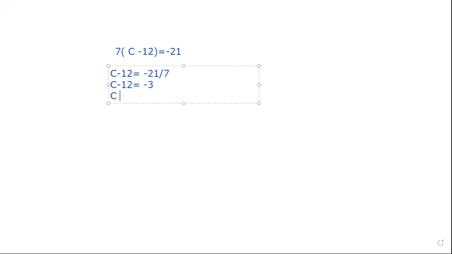We can transfer negative 12 to the opposite side with a different sign. Then c equal negative 3 plus 12, which means c equal 9. Okay, any questions so far?